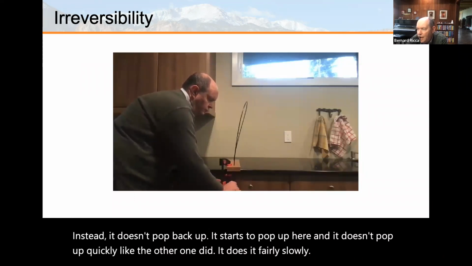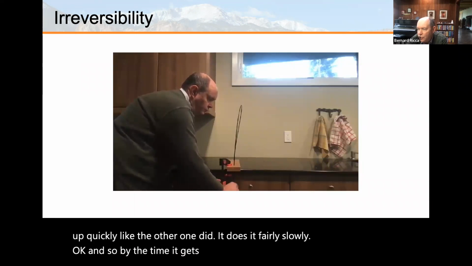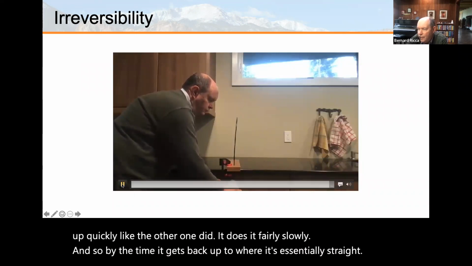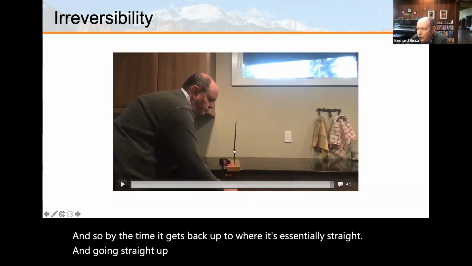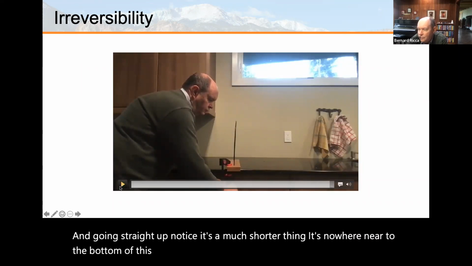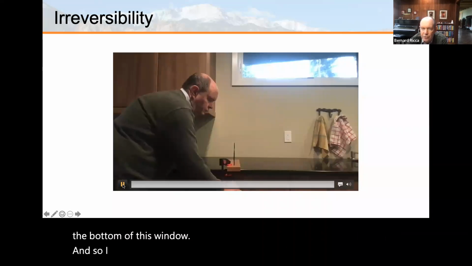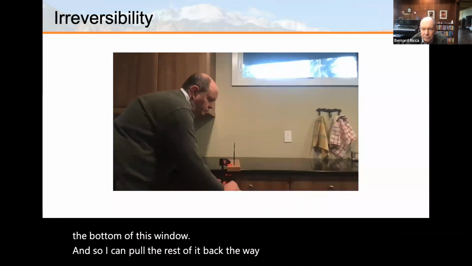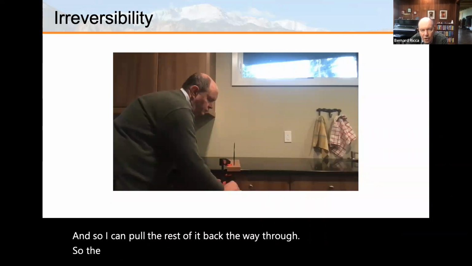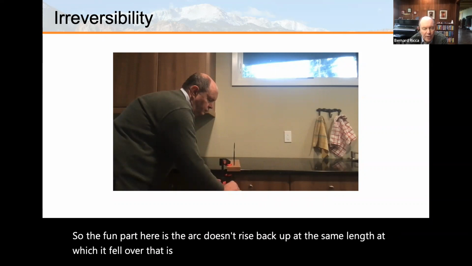Okay? And so by the time it gets back up to where it's essentially straight and going straight up, notice it's a much shorter thing. It's nowhere near up to the bottom of this window. And so I can pull the rest of it back the way through. So the fun part here is the arc doesn't rise back up at the same length at which it fell over. That is, you can't do forward and backwards on this and expect the same result.